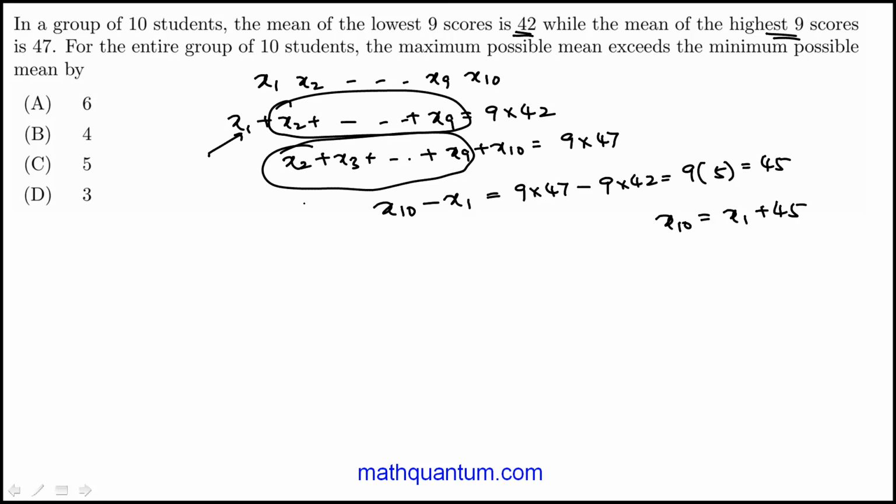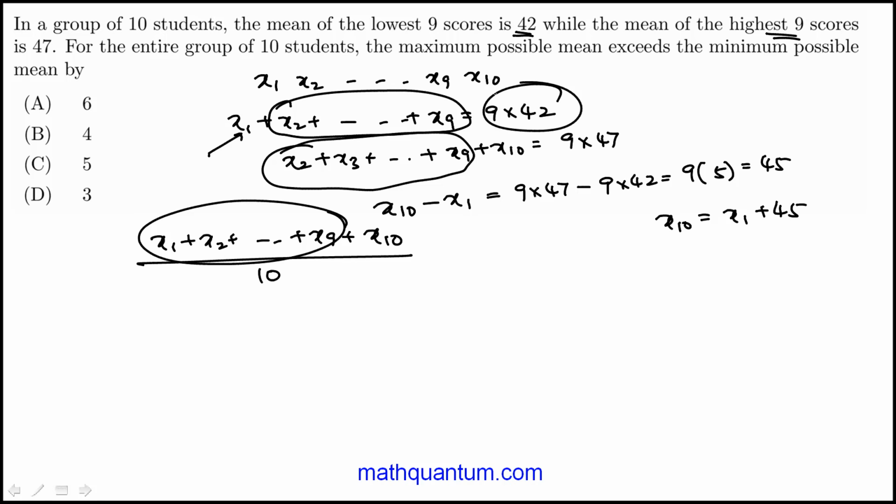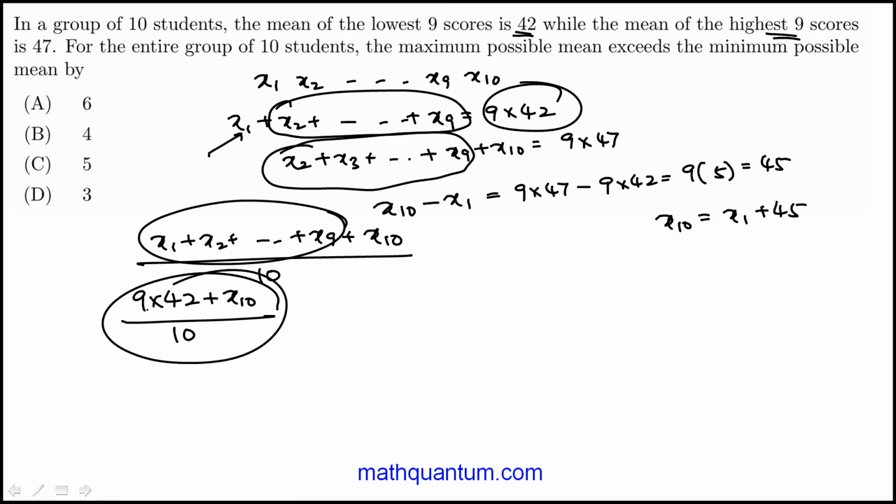So we're looking at the maximum possible mean, which would be x1 plus x2 through x9 plus x10, over 10. There are 10 numbers. This piece we already know is 9 times 42, so we're really just looking for maximizing this and minimizing it. So really it's about x sub 10. So what's the maximum it could be?